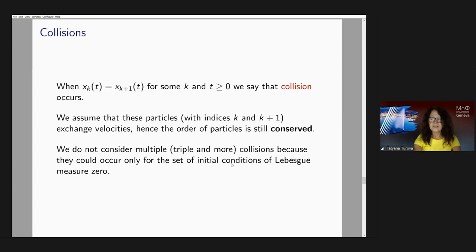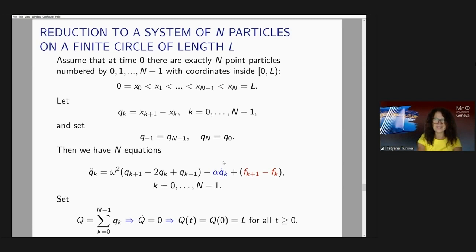Again, due to a shortage of time, I will move straight to the statement. If we now identify the points at zero and L, so moving from R to a circle of length L, we can come up with sufficient conditions for the system of N equations to be regular. That means that the particles do not go through each other and they converge to a stable flow on the circle.